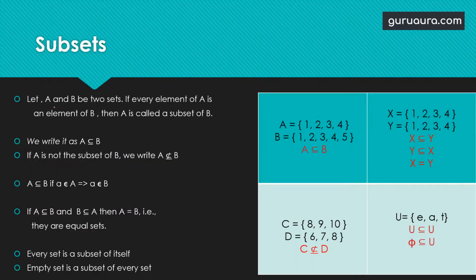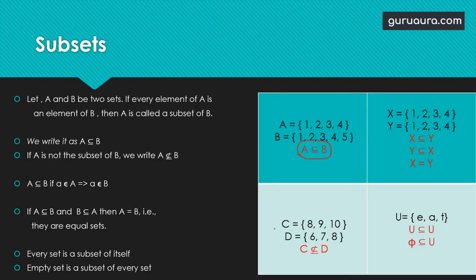What are subsets? Let's consider two sets A and B. Set A contains the elements 1, 2, 3 and 4. Set B contains the elements 1, 2, 3, 4 and 5. Now, all the elements of set A are present in set B. So, set A is called the subset of set B, denoted using this symbol. So, set A is called the subset of set B if all the elements of set A are present in set B.